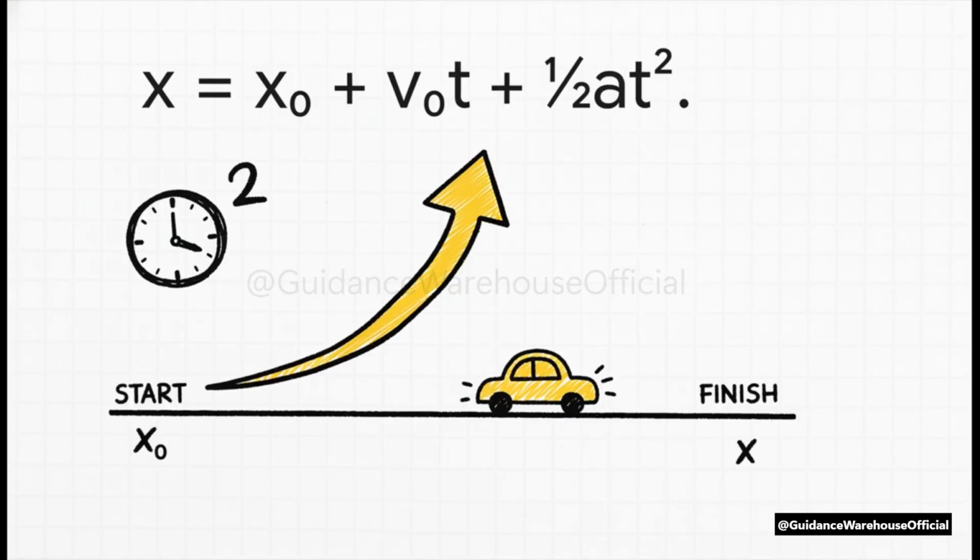Next up is this powerhouse. This equation is all about finding where something ends up, its final position or its displacement. And pay close attention to that little t-squared in there. That's huge. It's the reason that when something is accelerating, the distance it covers grows way, way faster over time.